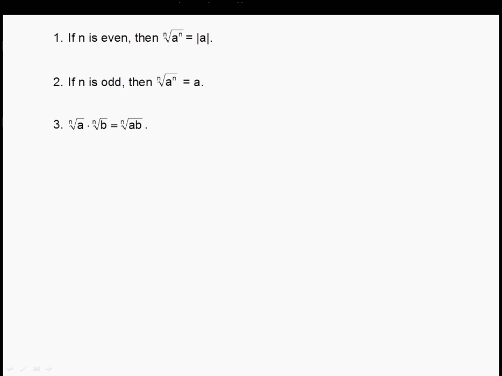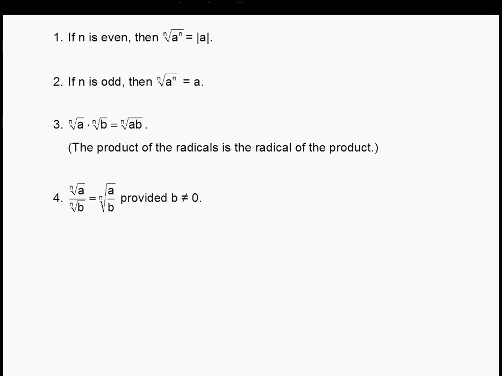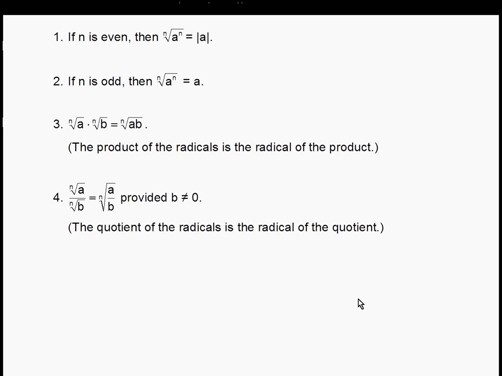The same thing applies to quotients. So the product of the radicals is the radical of the product. Number 4, the nth root of a over the nth root of b is the nth root of a over b, provided b is not 0. Again, we usually use it going from right to left. So the radical of the quotient is the quotient of the radicals. So we'll be using 3 and 4 quite extensively in order to simplify our radicals.